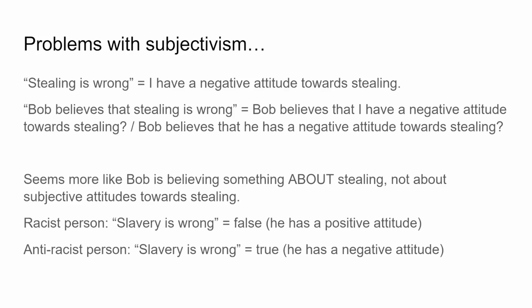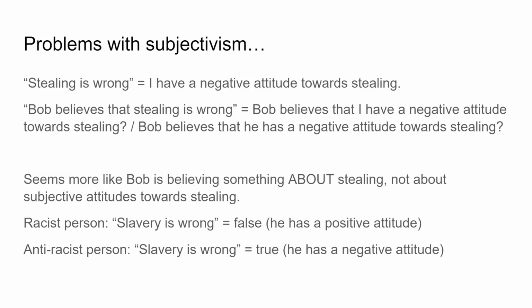So here are some problems with subjectivism. If ethical statements are statements about the attitudes of people, so, for example, stealing is wrong means I have a negative attitude towards stealing, then it's not clear how exactly they could be embedded or used in moral discourse. So, for example, take this proposition, right? Bob believes that stealing is wrong. Okay, so if stealing is wrong is a statement about people's attitudes, then what does that mean? Does that mean Bob believes that I have a negative attitude towards stealing? Does that mean that Bob believes he has a negative attitude towards stealing? Is that what the proposition Bob believes that stealing is wrong means? So, it seems, at least to me, more like Bob is believing something about stealing, not about people's subjective attitudes towards stealing.